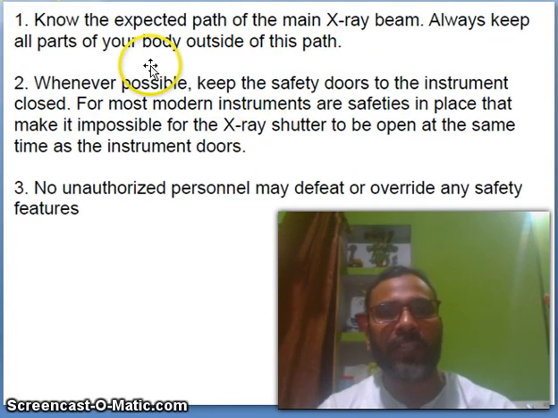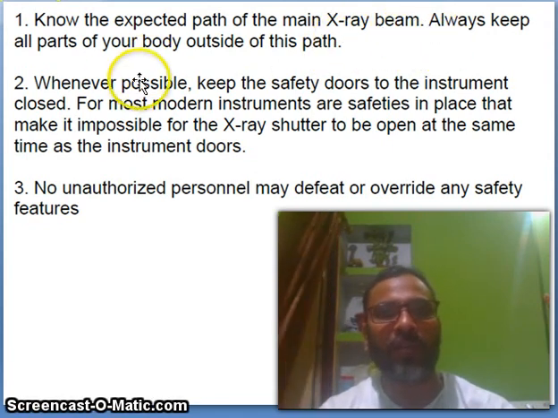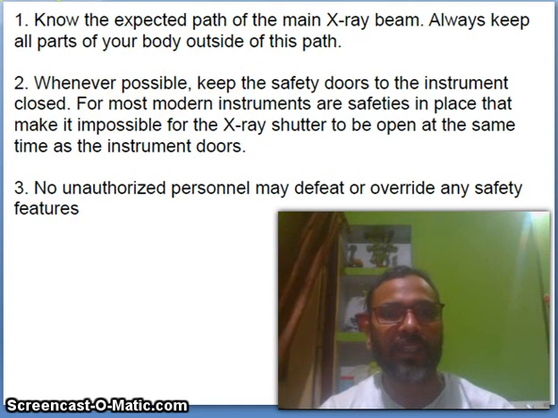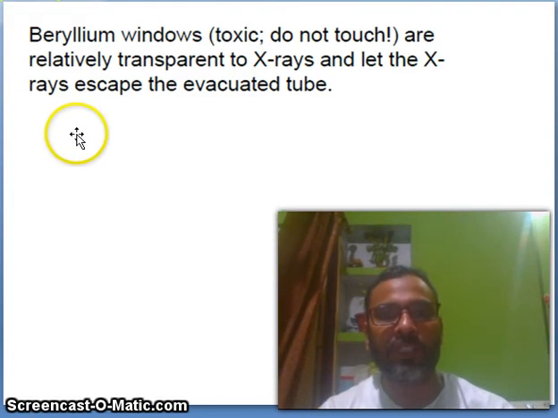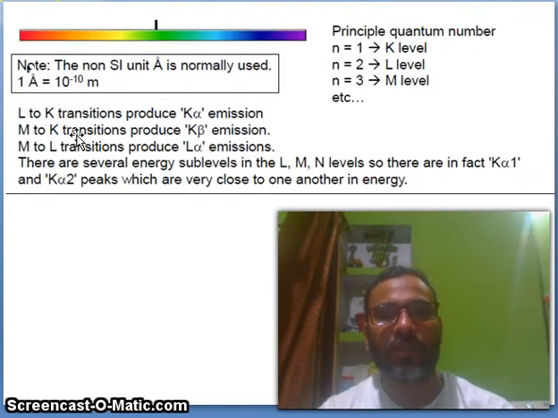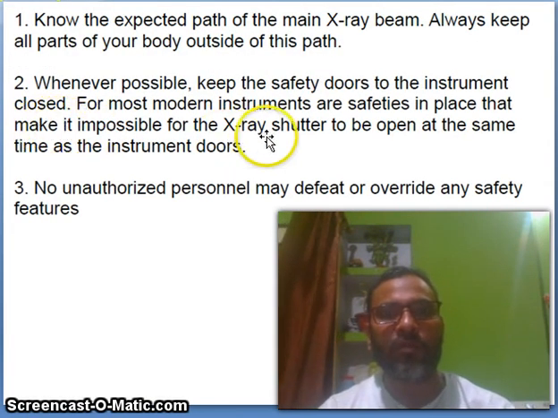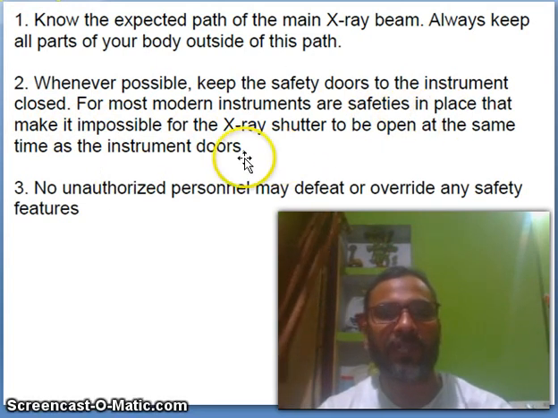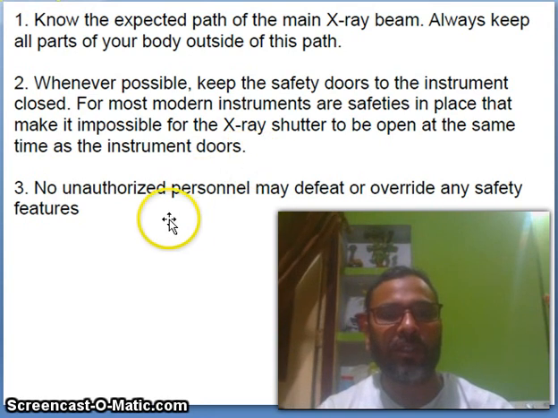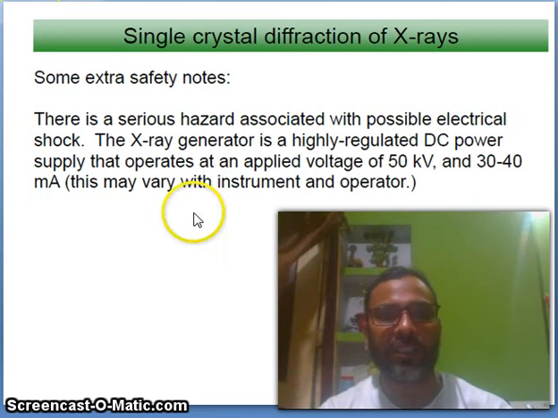Some general safety notes. Know the expected path of the main X-ray beam, where it is coming and where it is going. Always keep all parts of your body outside this path. Whenever possible, keep the safety doors of the instrument closed. You see, these instruments should be closed. I will show you later. Most modern instruments have safeties in place that make it impossible for the X-ray shutter to be open at the same time as the instrument door. No unauthorized person may defeat or override any safety features.